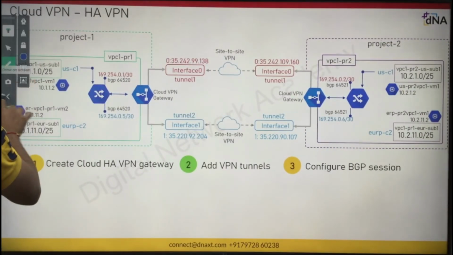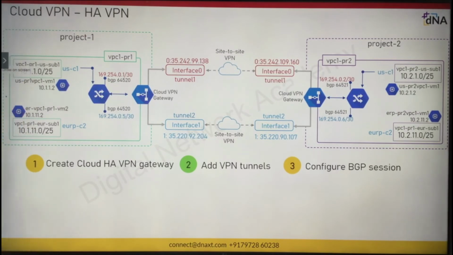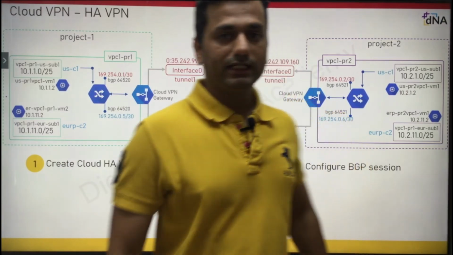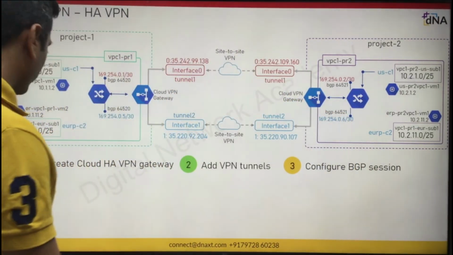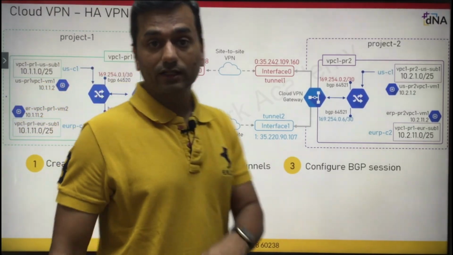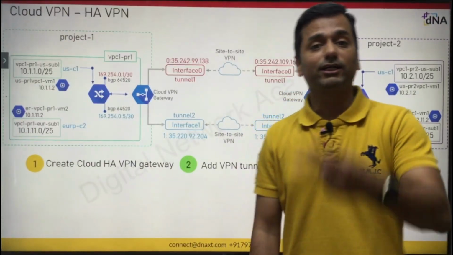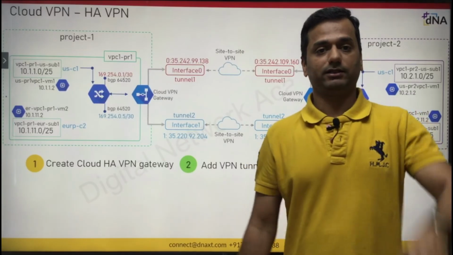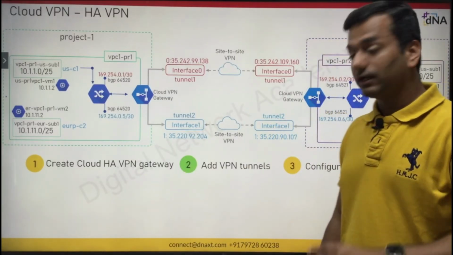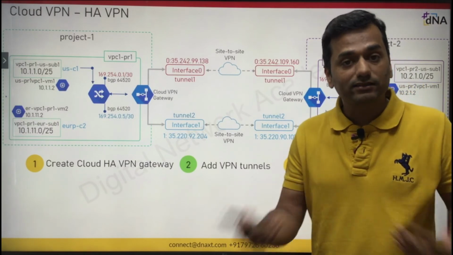Perfect. So now, you can configure HA VPN in 3 steps. Step number 1, create a cloud HA VPN gateway. First you have to configure the HA VPN gateway, where you will get 2 interfaces, 2 public IP addresses, interface 0 and interface 1. The next step is to add the tunnels.